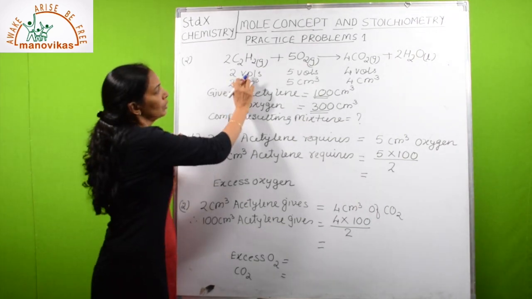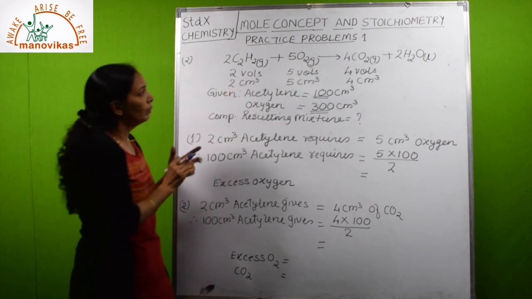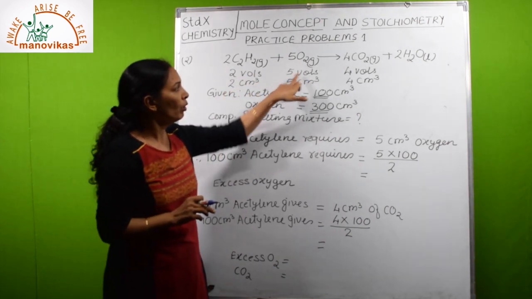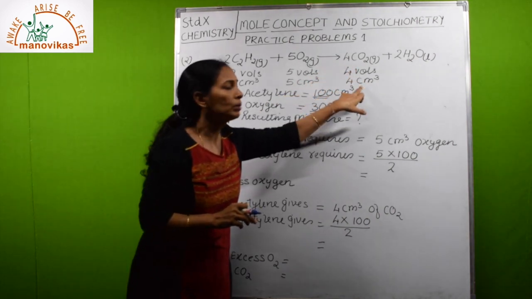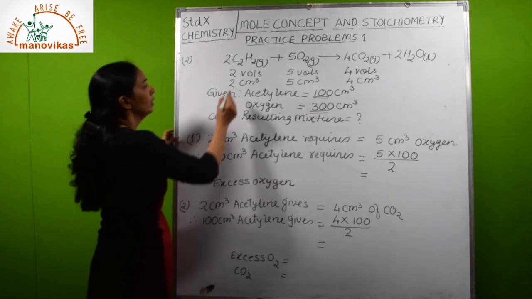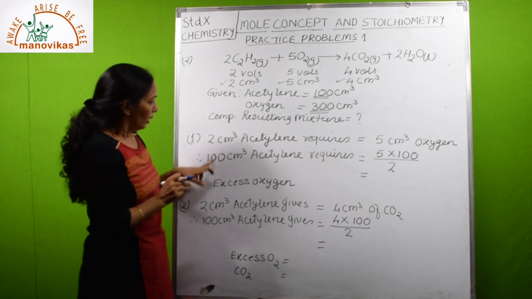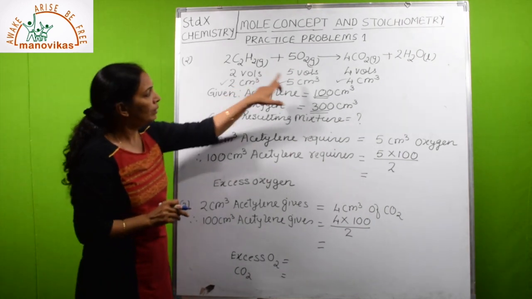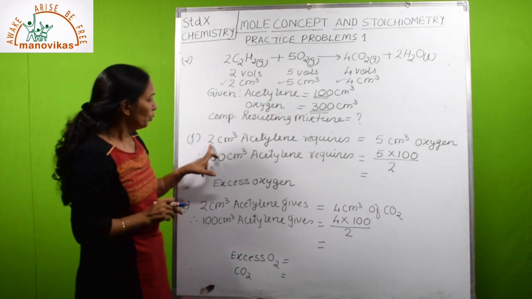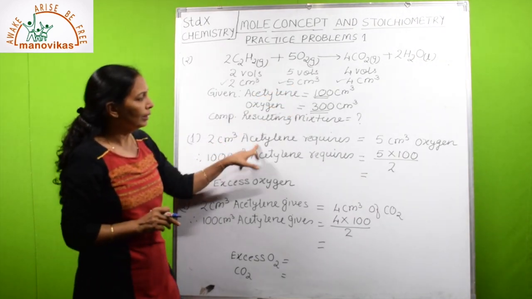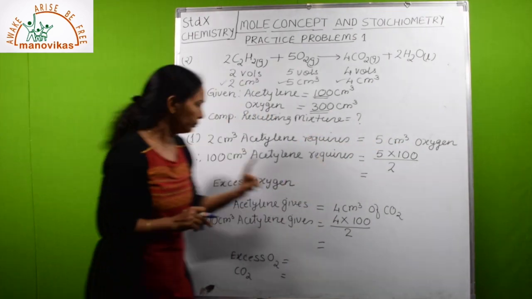Here 2C2H2 means 2 volumes, which is written as 2 cubic centimeter. 5O2 means 5 volumes, 5 cubic centimeter. 4CO2 means 4 volumes, 4 cubic centimeter. Now we will use these values with that unit. See here, 2 cubic centimeter of acetylene requires 5 cubic centimeter of oxygen.